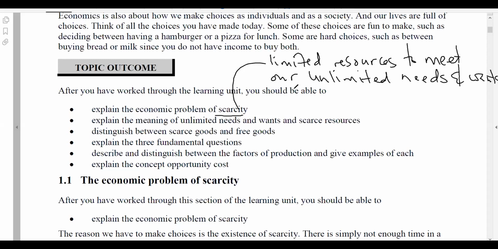So that is basically what the problem of scarcity is all about. It's all about that difference which exists between resources and the needs and wants. The resources that we use are limited, and the needs and wants are said to be unlimited. So there is an imbalance between the two. That imbalance which exists is what you are calling the problem of scarcity.